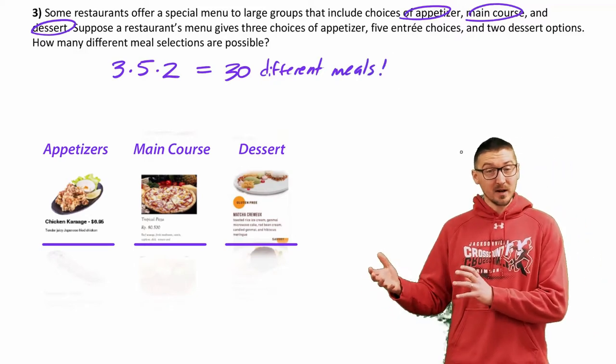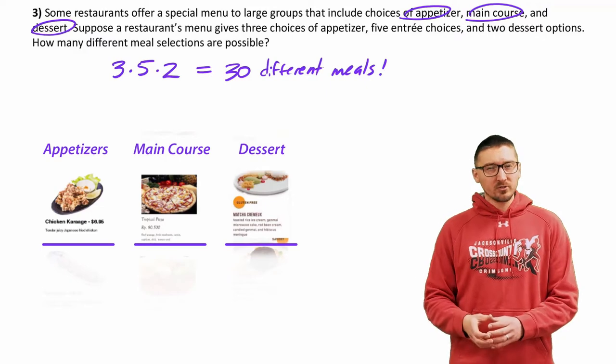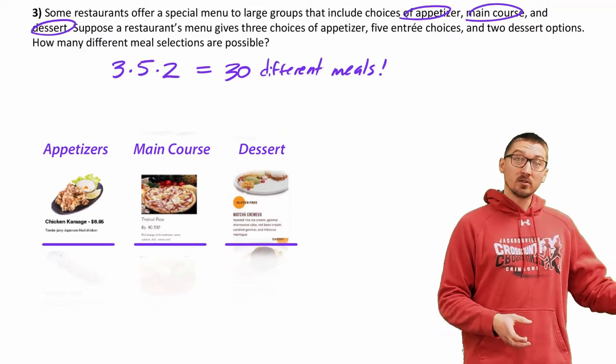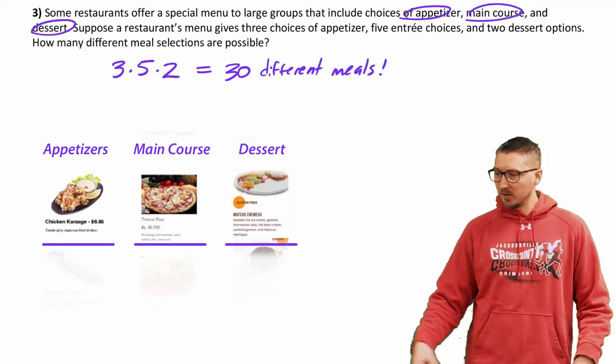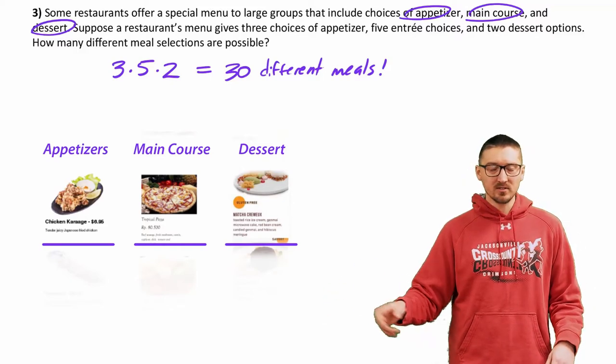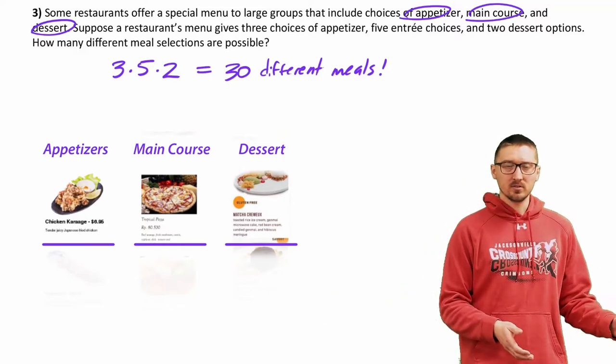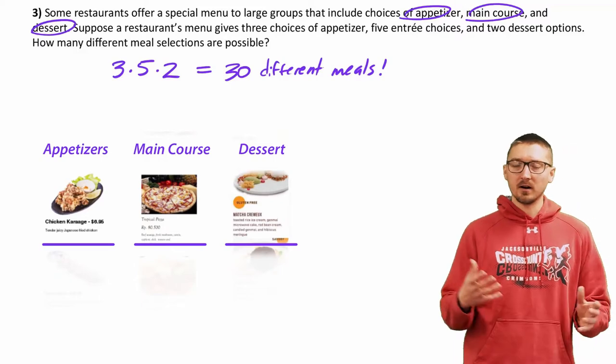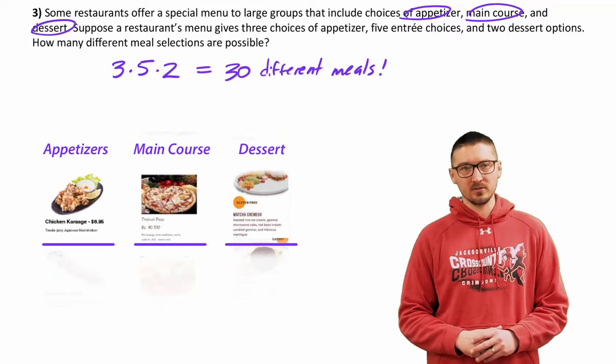A lot of those meals might be similar. The appetizer and the entree would be the same, but it would only be the dessert that changes. Or maybe it would be the appetizer that changes, and then you have the same entree and dessert. So a lot of them have similarities, but there are 30 unique meal combinations.